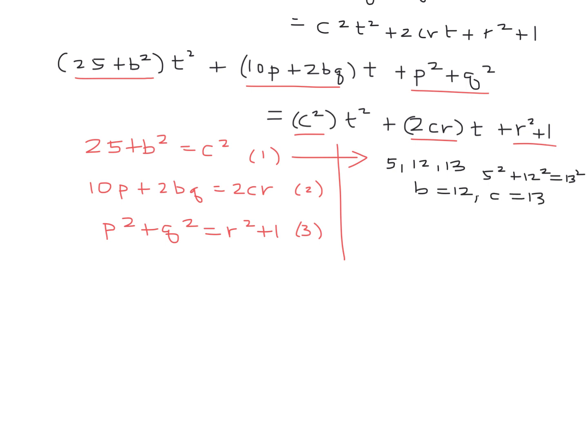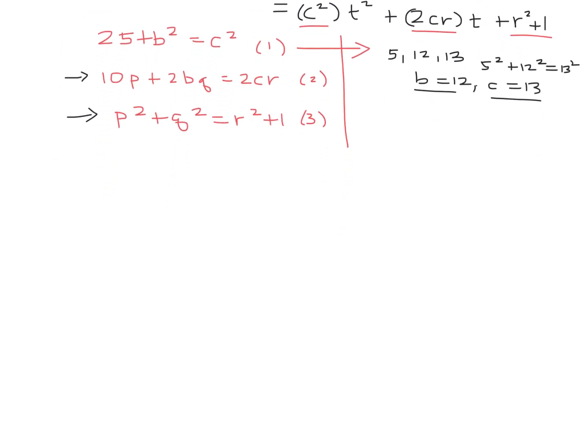Okay, so that's very helpful, actually. That allows me to get two of these values very quickly just by identifying them as Pythagorean. Then I'll substitute those two values, B equals 12, C equals 13, into those two. And when I do, my equations now become 10p plus 24q is equal to 26r. And this guy becomes 5.